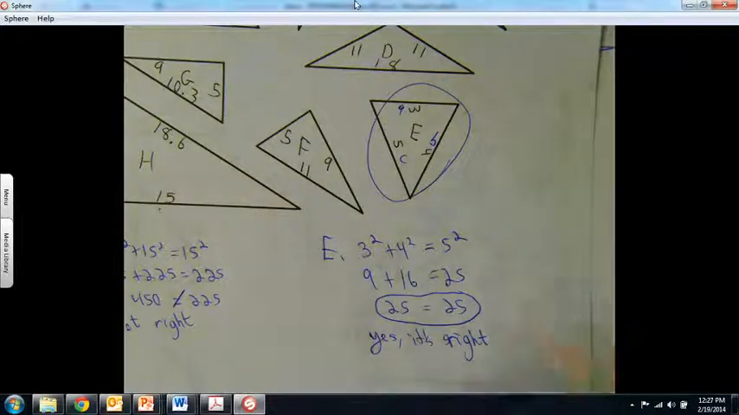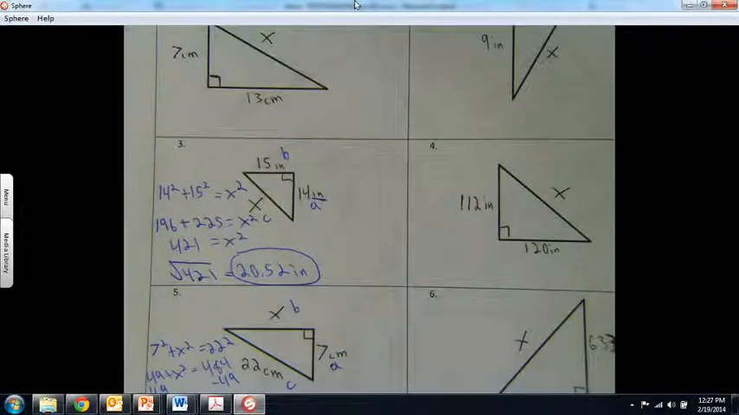Now, go ahead and apply that to the rest of the problems, both in the front and the back, and bring it back with questions and hopefully mostly completed.